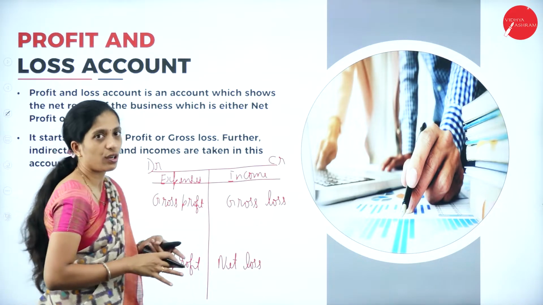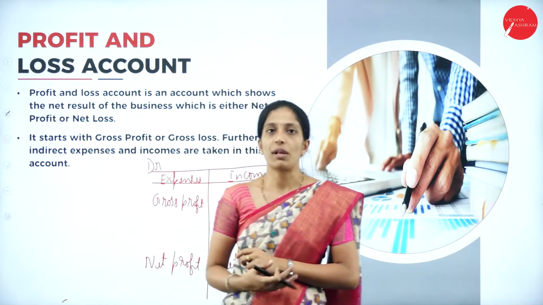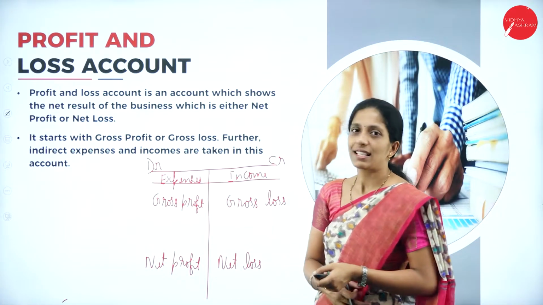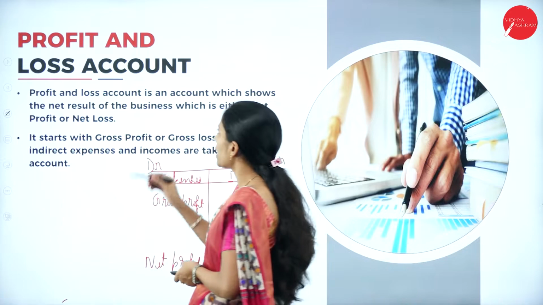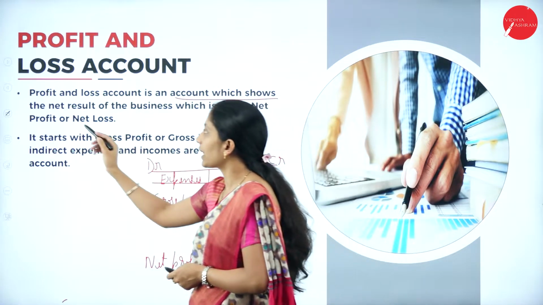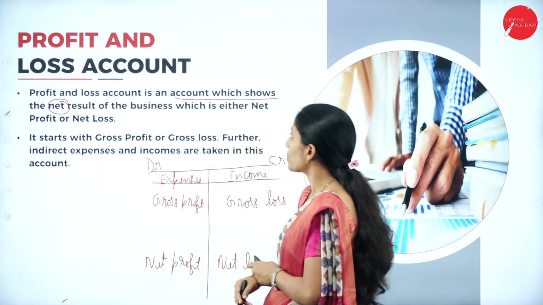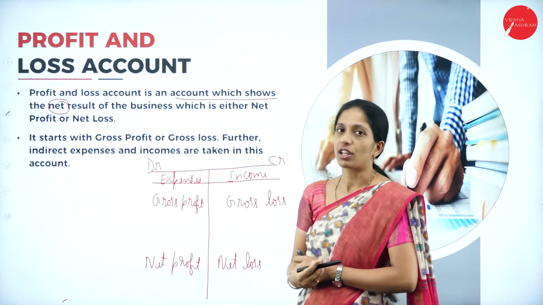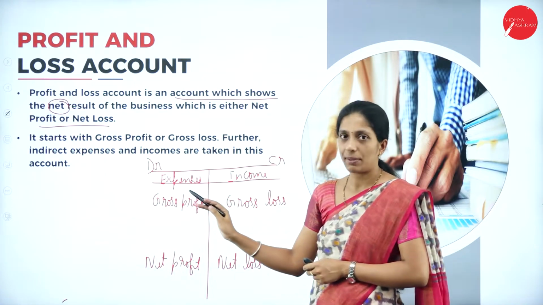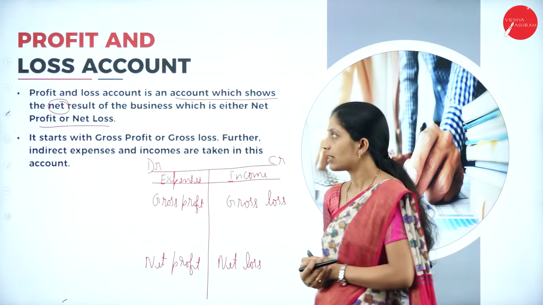All this you would have clearly learnt in your PUC. It is an easy problem where you have to prepare this trading profit and loss account. So let us see what the profit and loss account is. The profit and loss account is an account which shows the net result. In the trading account, they show the gross result. Here we show the net result of the business, which is either net profit or net loss. As I have already told you, if the credit side is more than the debit side, then it is net profit. If the debit side is more than the credit side, then it is net loss.